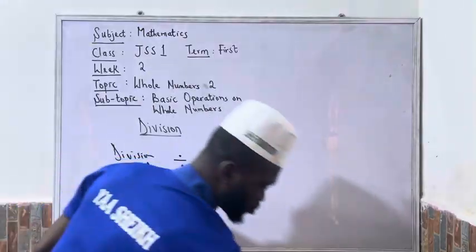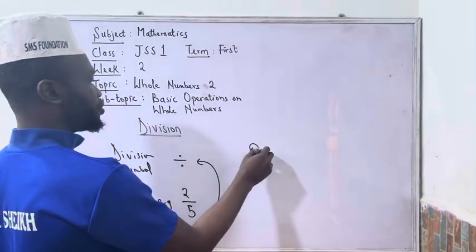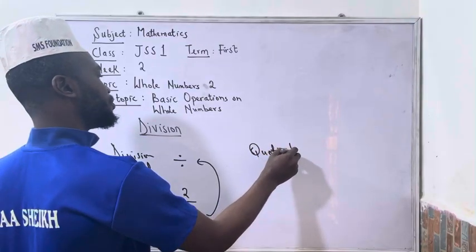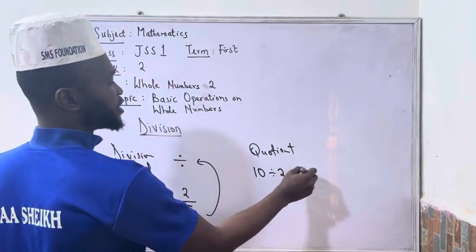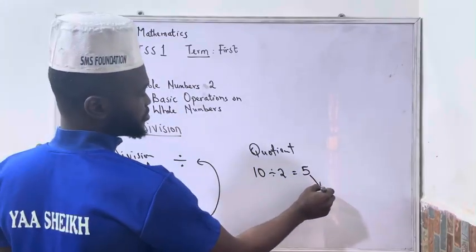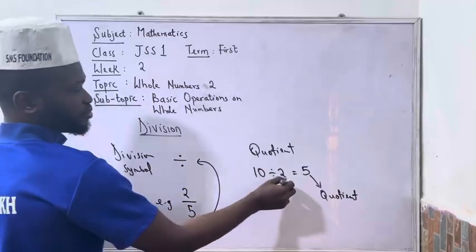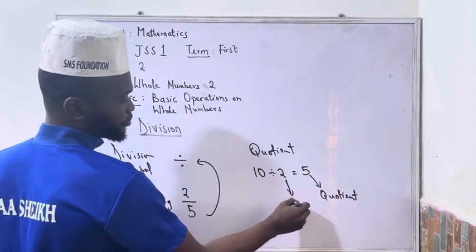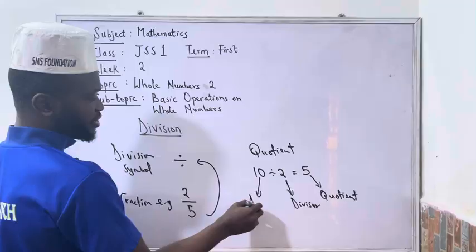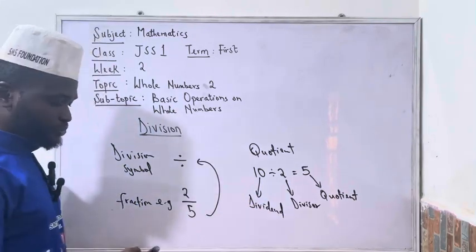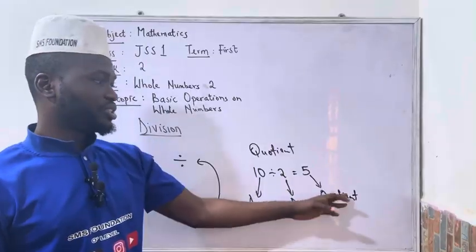Now, another thing that you need to know is that the answer you get after division is called quotient. So it means if I divide a particular number, for example, 10 divided by 2, and the answer is 5, it simply means that 5 is my quotient. Now, this number that I use to divide another number is called the divisor. While this number that I have divided is known as the dividend.